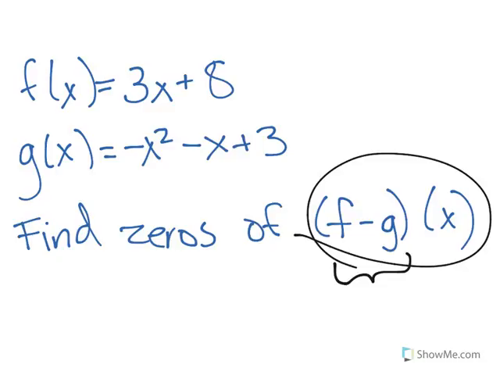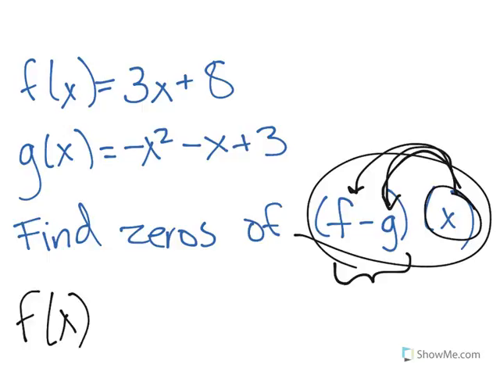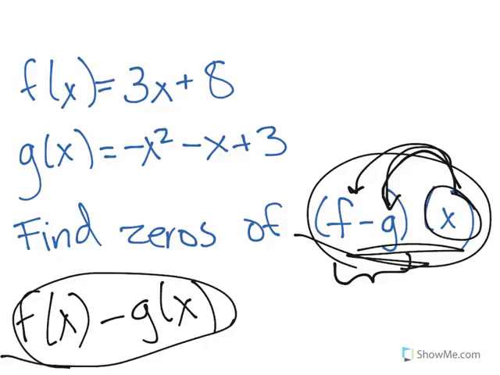So this right here means that you must subtract g from f, and the parameter right here tells you what you are going to evaluate each polynomial with. So this is just basically saying f of x minus g of x. This is a way of just making it smaller and kind of easier to read, but it's exactly the same thing. So when we evaluate that, we get that f of x is 3x plus 8, and we want to subtract negative x squared minus x plus 3.